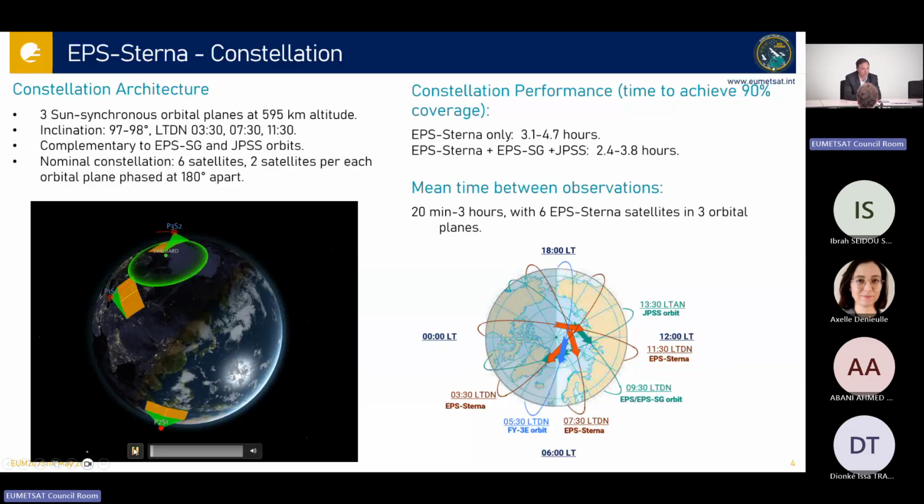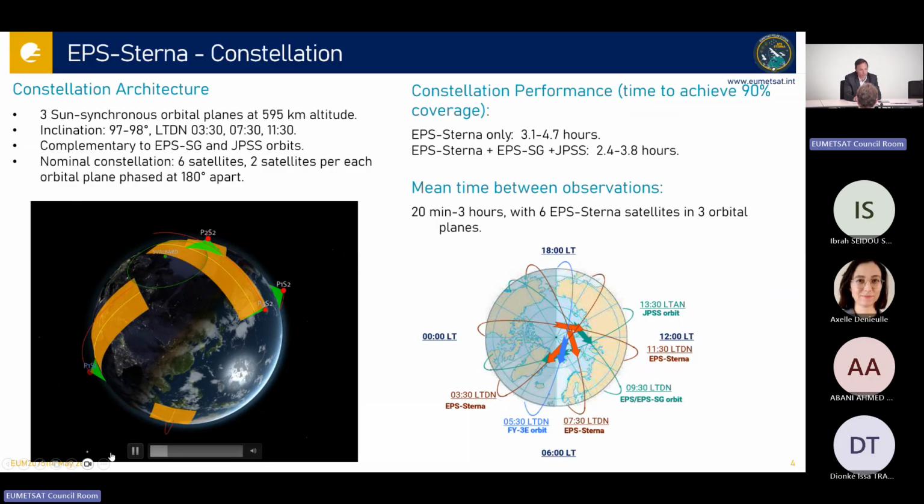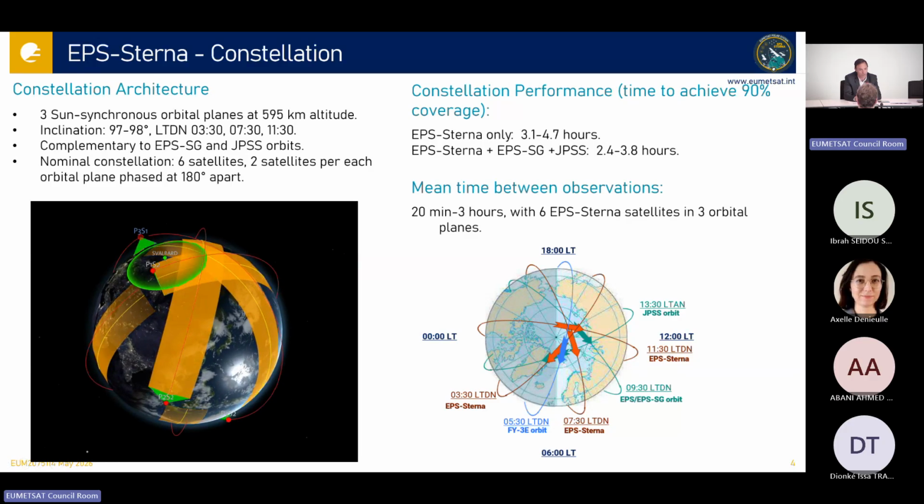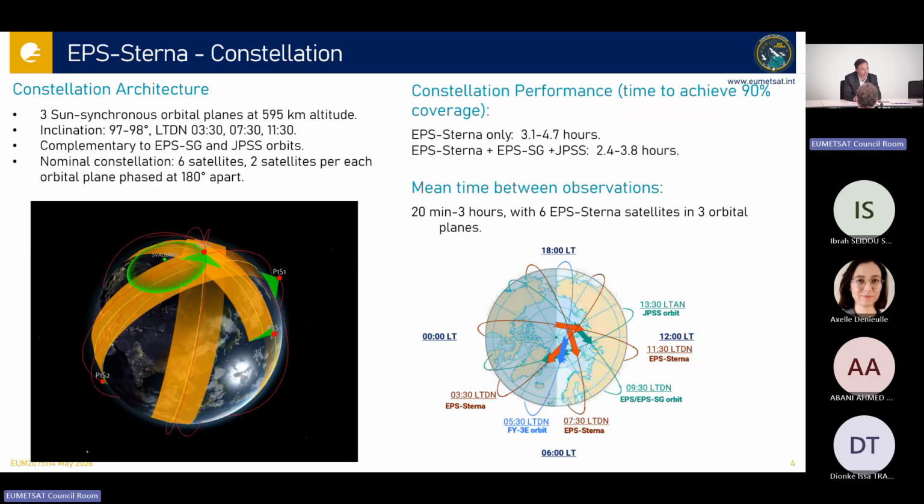In any case, this is just showing how the 6 satellites will achieve global coverage. Of course, this is accelerated. Otherwise, we would be watching this for 3 hours.